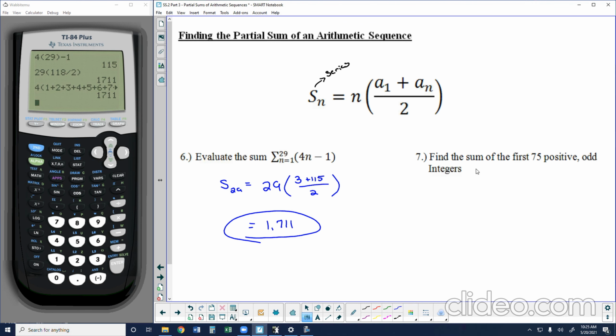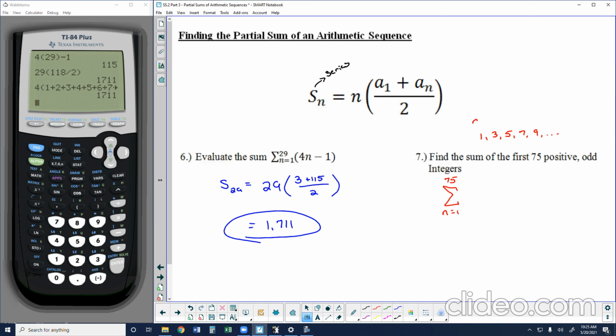Problem number 7 says find the sum of the first 75 positive odd integers. In this case, we have kind of a statement, but not an expression in summation notation. We can write the summation notation, though, if this is going to help us. So the first 75 positive odd integers would be n starting at 1 and going to 75. Now we want positive odd integers, which would be like 1, 3, 5, 7, 9, and so on and so forth.